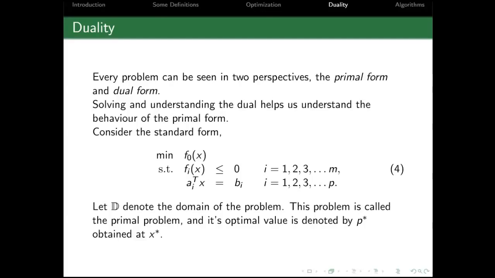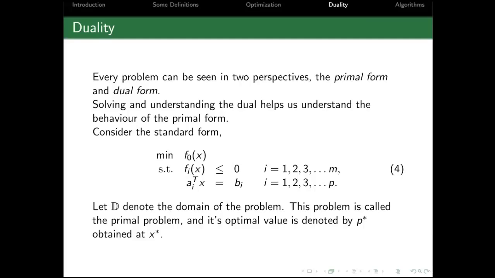Every optimization problem can be seen in two perspectives. One, the primal form and the dual form. So whatever we have seen till now is generally known as the primal form, and we will now develop the dual form. So why do we need another view of the problem? Sometimes the primal form might be very difficult to solve. The dual form might be easier to solve and also gives us some understanding on how the solution of the primal form may be.